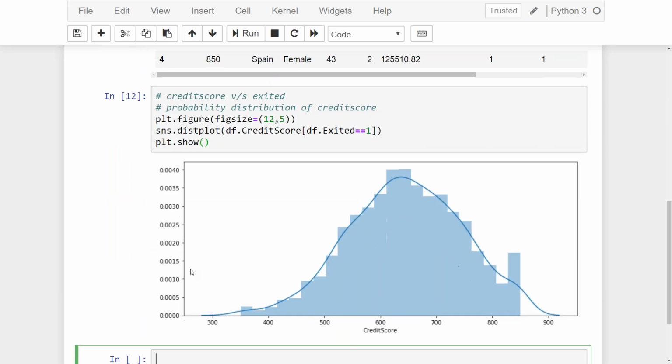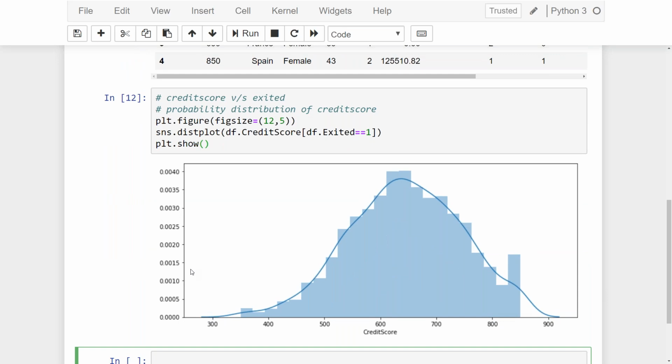So this is the probability distribution of credit score of those customers who left the bank. The x-axis is showing credit score, which is ranging from 300 to 900, and the y-axis is showing the density of customers leaving the bank at every value of credit score.